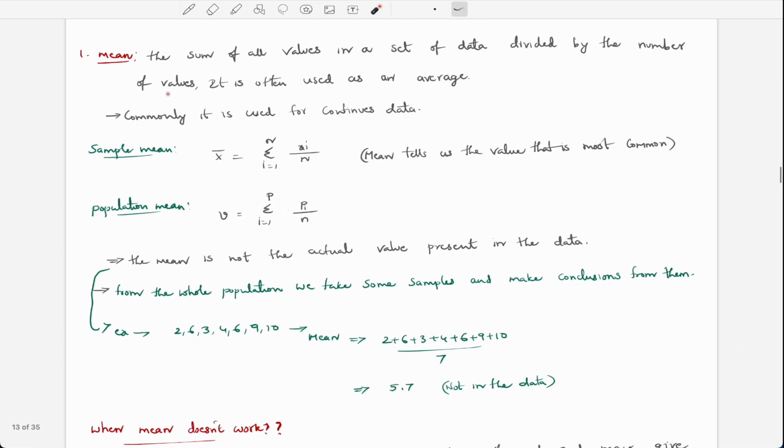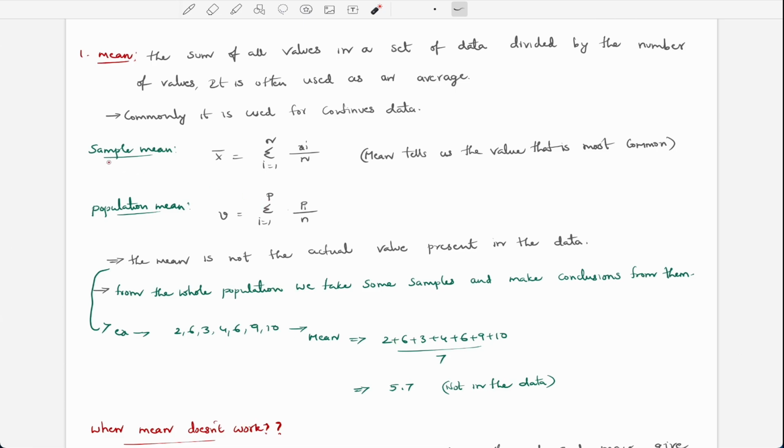In mean we have two kinds: the sample mean and the population mean. Where we use the sample mean and where we use the population mean depends upon the data and the problem we are going to solve. If the data is a sample, then we simply use the sample mean. What is the formula for the sample mean? We have the summation over i equal to 1 to n of xi, divided by n, which means the sum of all values divided by the number of values. I hope you understand it.